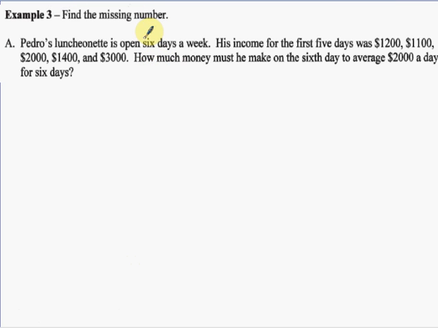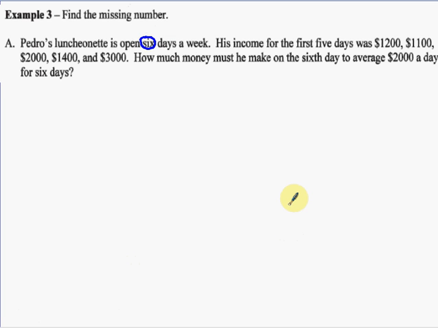Key word right here, I'm going to circle it. It's open 6 days a week. His income for the first 5 days was $1,200, $1,100, $2,000, $1,400, and $3,000. How much money must he make on the sixth day to average $2,000 a day?